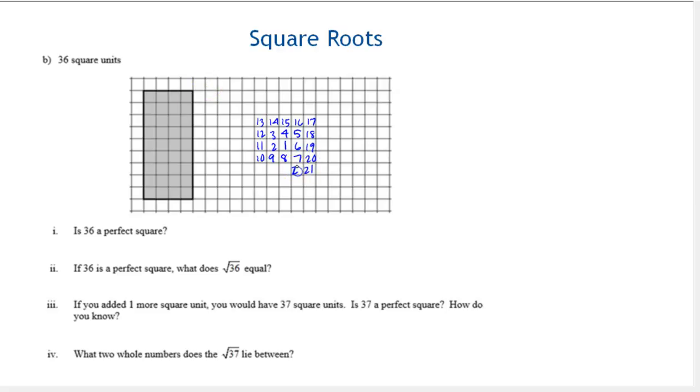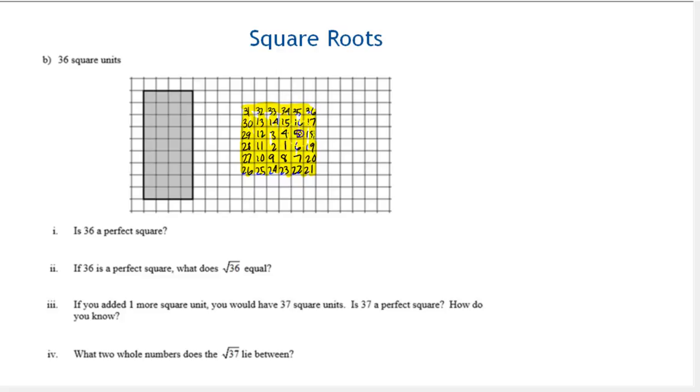Up to 21, 22, 23, 24, 25. Notice 25 is 5 by 5, but we have to keep going. 26, 27, 28, 29, 30, 31, 32, 33, 34, 35, and here's 36. Now let's shade this so we can get a better picture of it. So this is 36 square units. Certainly looks like a square.